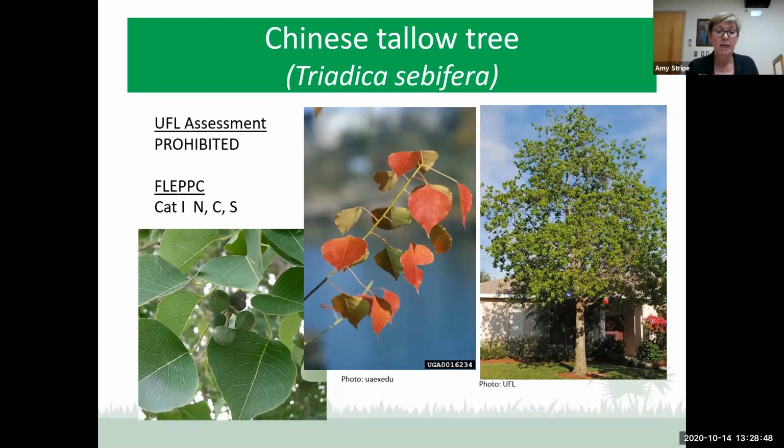plant to have around. It is native to China and Japan, as it suggests, and the foliage does turn a beautiful reddish purple in the fall. They're also called popcorn trees because these little capsules burst open when they're ripe.